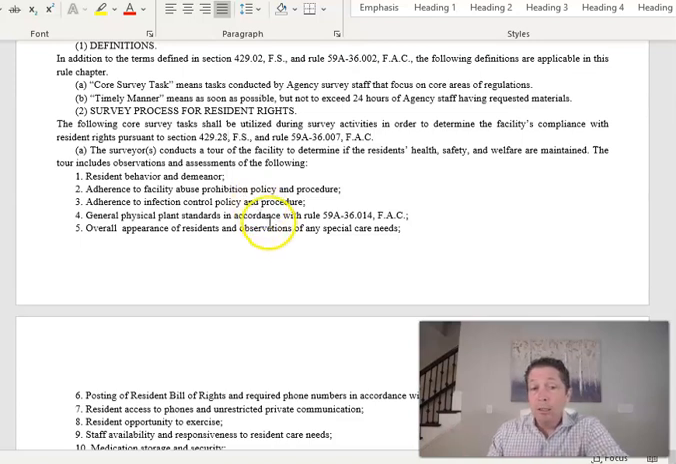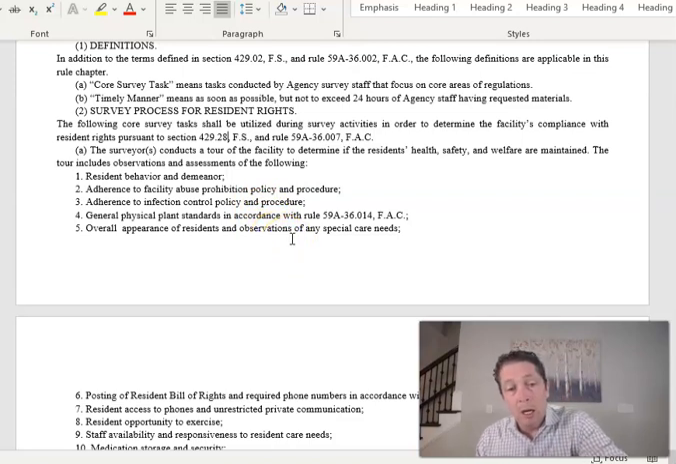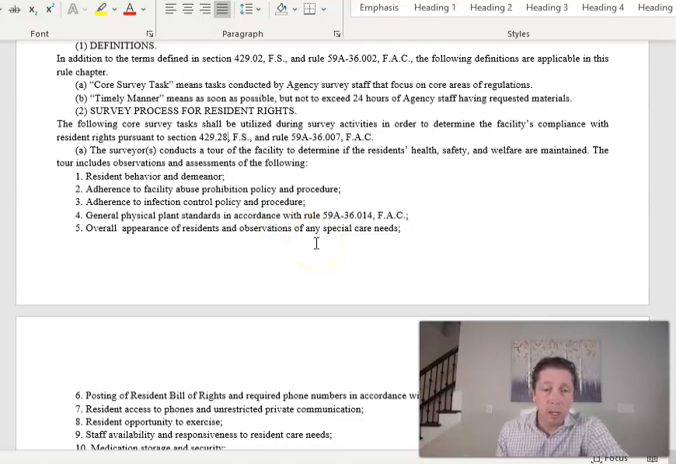Number two, adherence to facility abuse prohibition policy and procedure. I think they'd be looking for policies and procedures for abuse, neglect, exploitation. Number three, adherence to infection control policy and procedure. So does your facility have a policy and procedure for infection control, and have your staff been trained on it? So all your employee files will have to have that type of training.